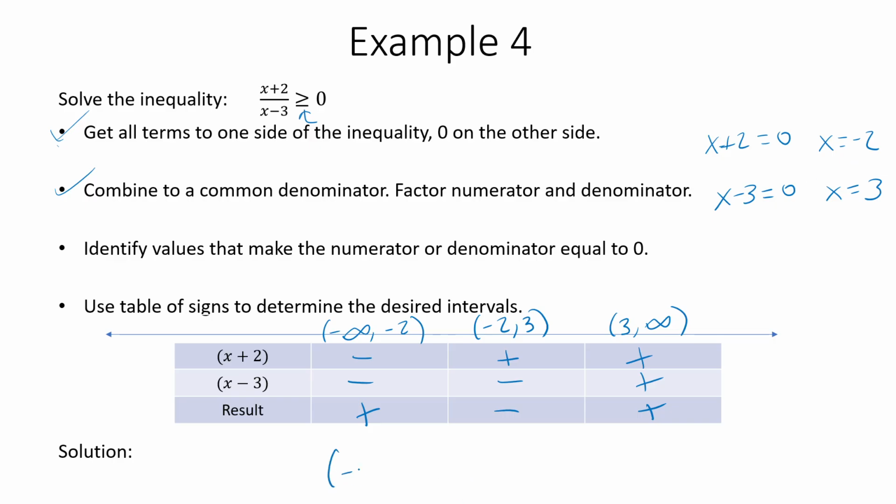So our solution will be negative infinity to negative 2 with a bracket. And then 3 still with the parentheses because that value came from the denominator. We don't want the denominator to be 0 because then we wind up in an undefined situation. So we look at 3 to infinity, but with a parentheses on 3 because it can't equal 3.